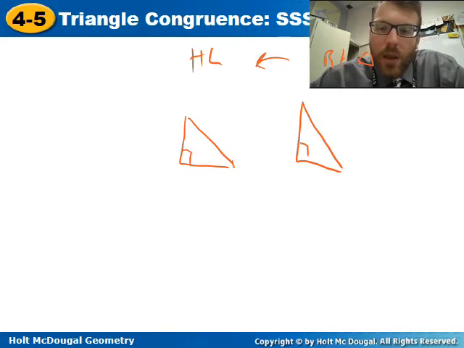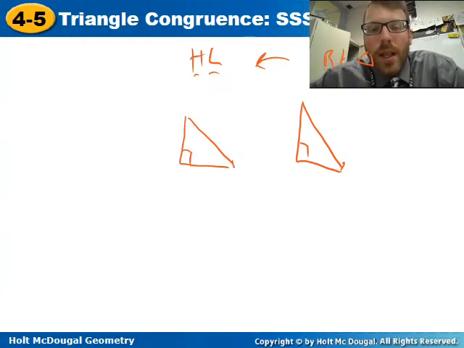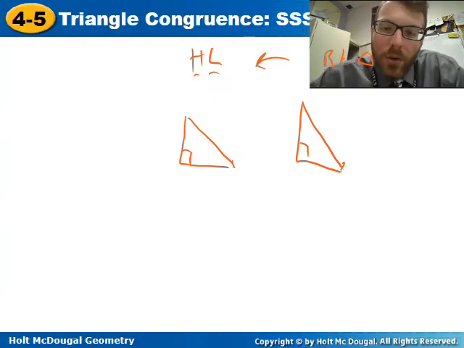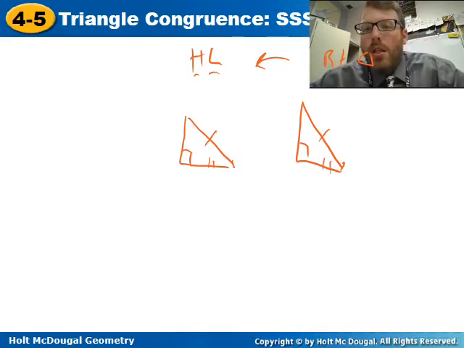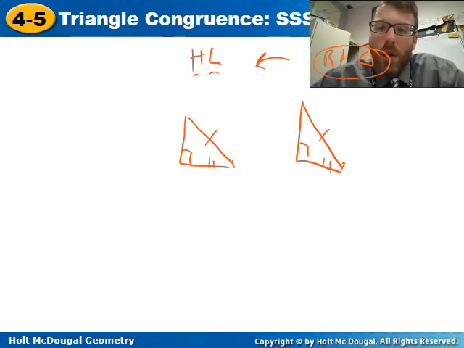Okay, you may know what HL means. HL means hypotenuse leg. So the hypotenuse, which is across from the right angle, is congruent to the other one. And one of the legs is congruent. It doesn't matter which one. You just have to make sure that one of them is congruent. So this one has to be congruent to that one. And that follows HL as long as it is a right triangle.